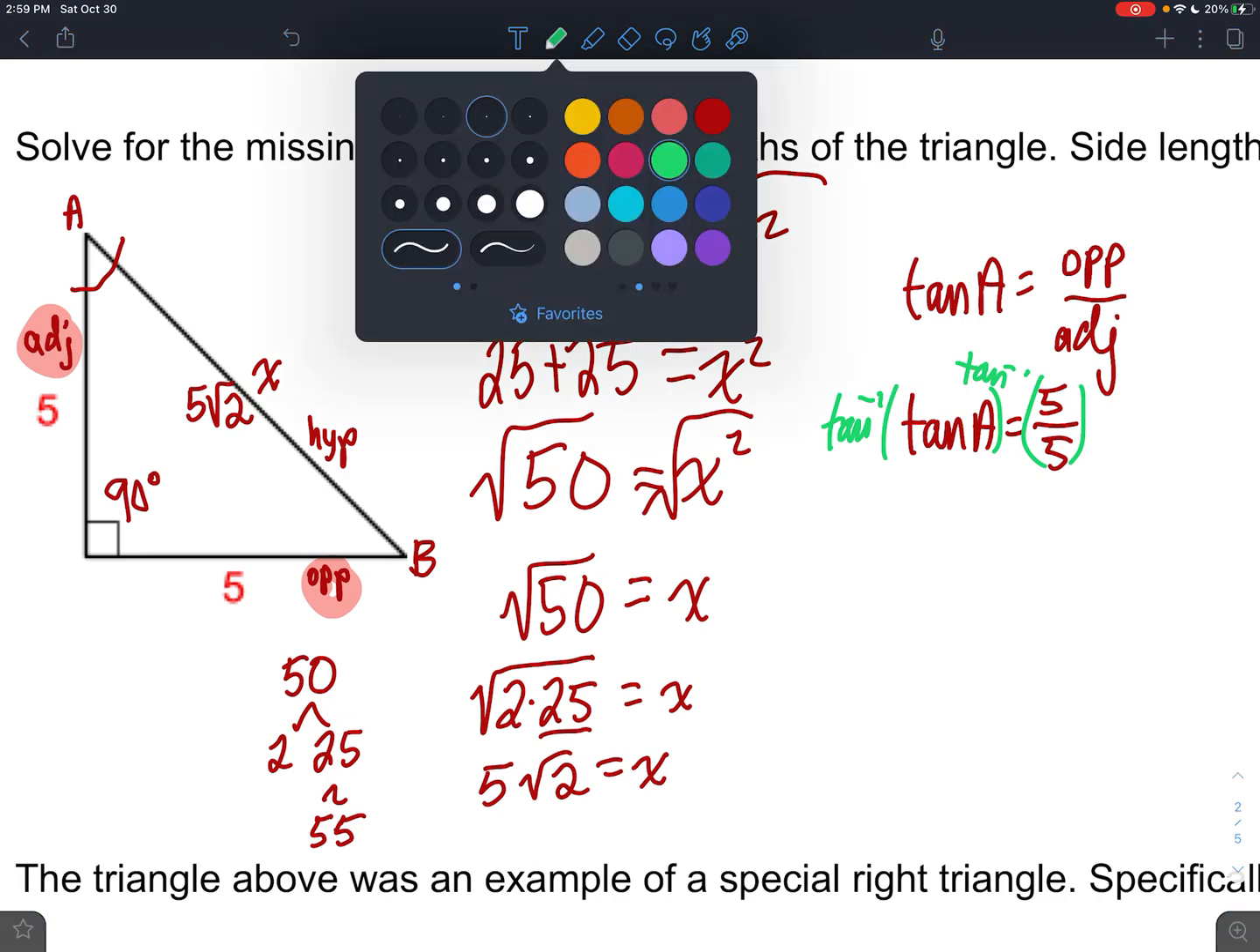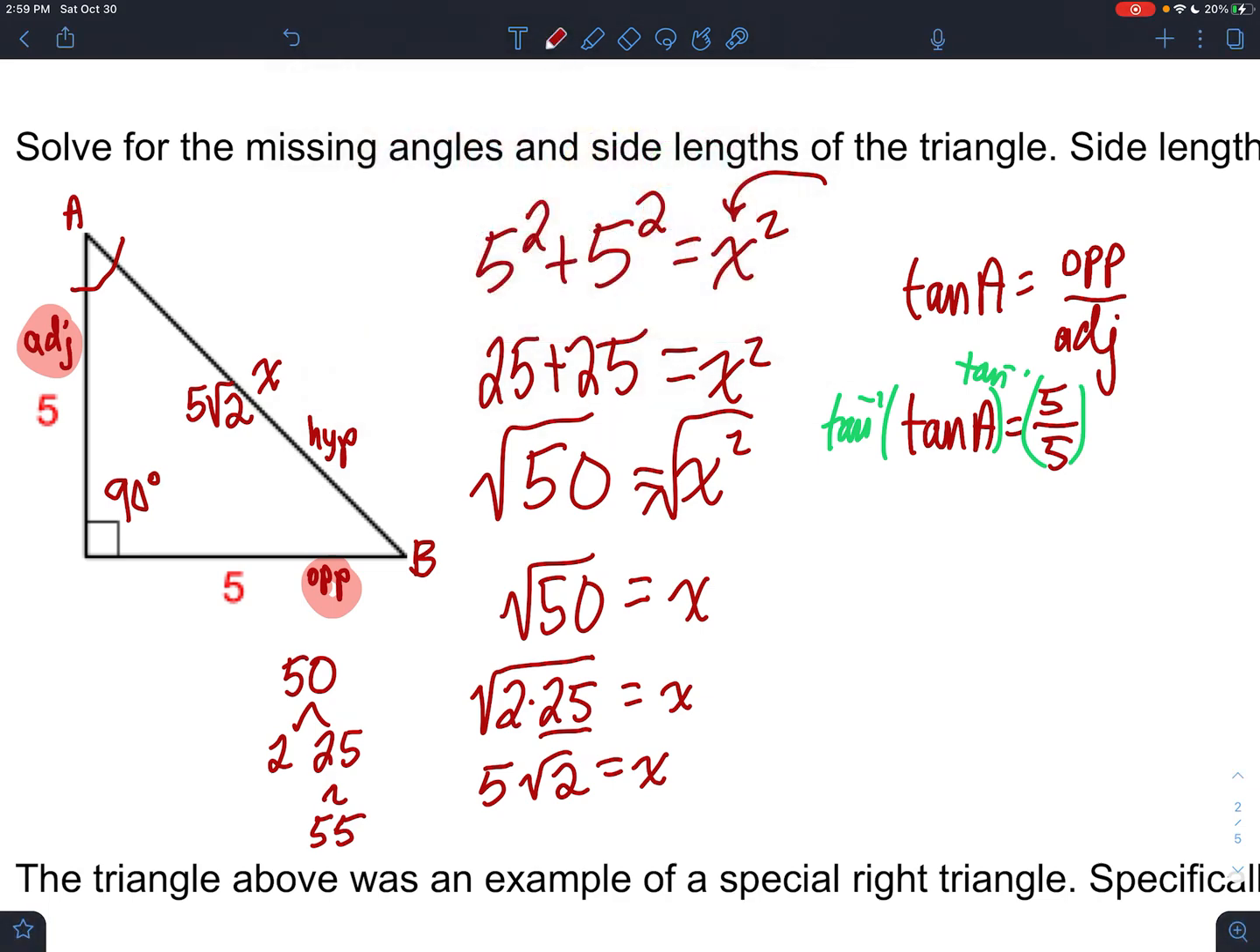So why did you do tangent inverse? Well, it's the special function that cancels the tangent. They're called inverses. So that means that A, the angle, is tangent inverse of 5 over 5. And using your calculator, we can see that that is equal to 45 degrees even.